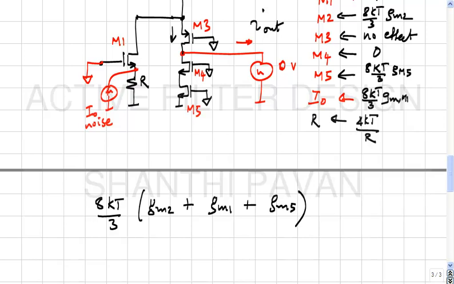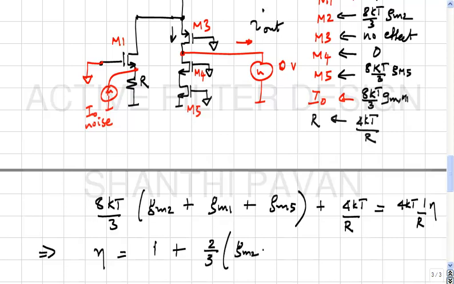Pardon? GM1 is there because I assume that the tail current source device has roughly the same transconductance as M1, okay? Plus 4 kT by R. And if you want to find the excess noise factor, what is the transconductance? 1 by R. So this must be 4 kT times the transconductance, which is 1 by R, times the excess noise factor, which means the excess noise factor eta is nothing but 1 plus 2 by 3 times GM2 plus GM1 plus GM5 times R.